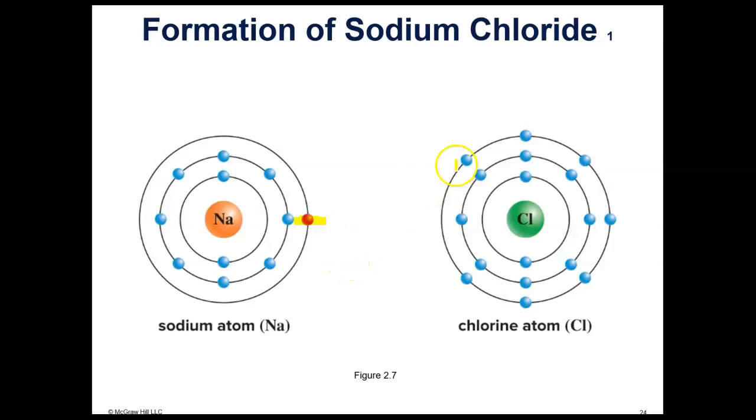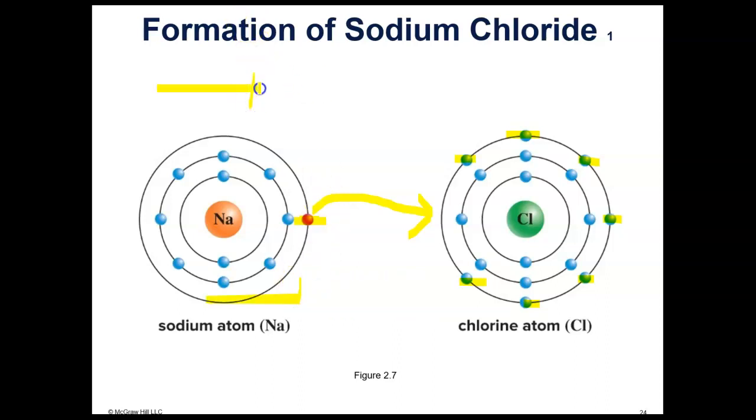Now, chlorine has seven valence electrons. That's four, five, six, seven. So if we could just have this one electron from sodium transfer over to the chlorine, then that would give chlorine eight, and it would take away this one valence electron from sodium, so it would leave eight in the shell underneath, in the second shell. That would satisfy sodium and chlorine, and that's what happens.